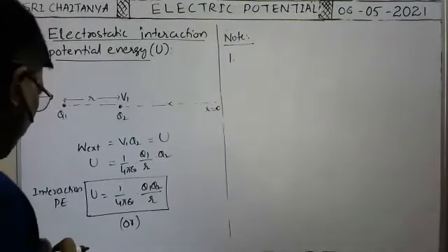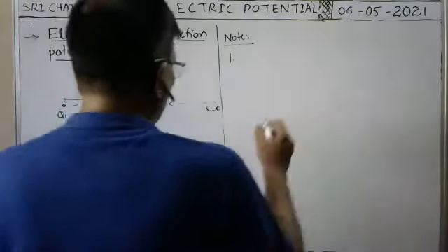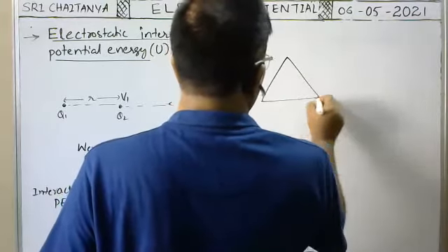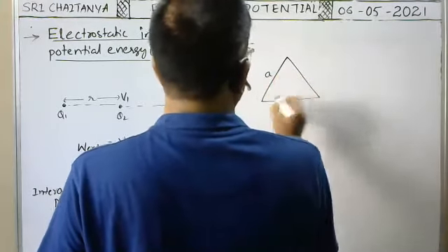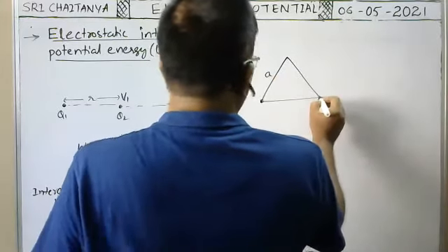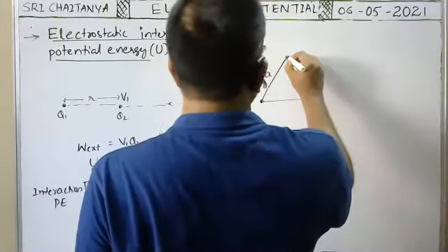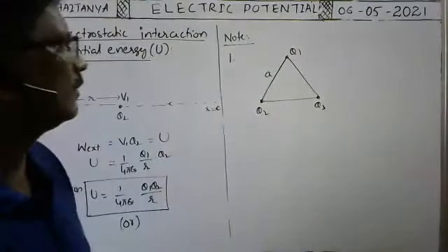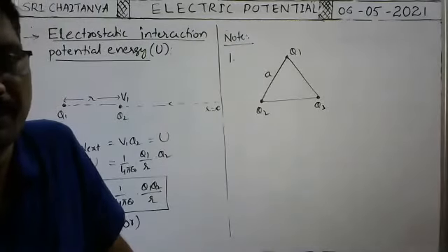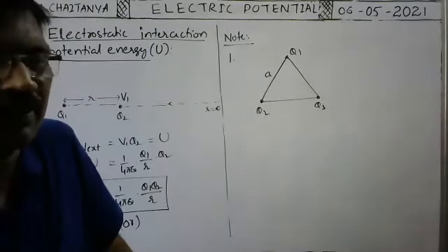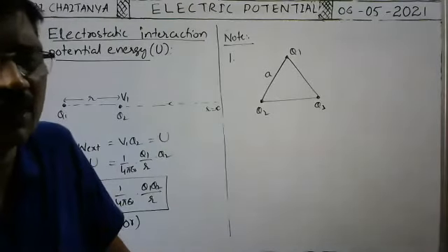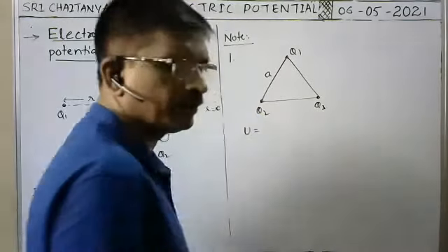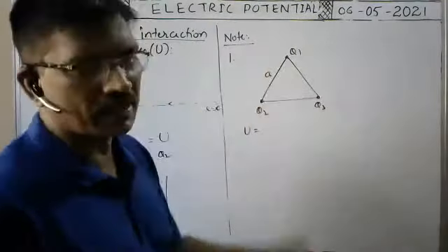Suppose there are 3 charges, Q1, Q2, Q3, kept at the corners of an equilateral triangle of side A. Then what is the interaction potential energy of the system of 3 charges? They ask for the interaction potential energy of the system.